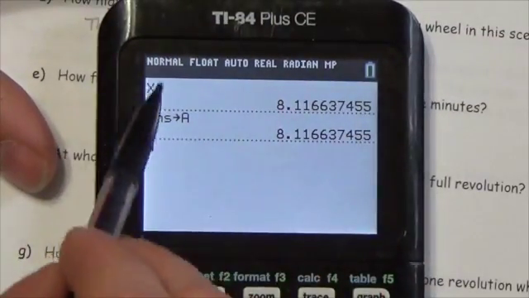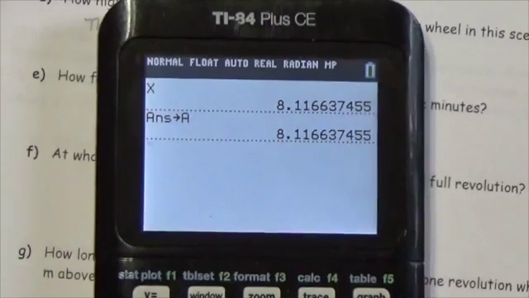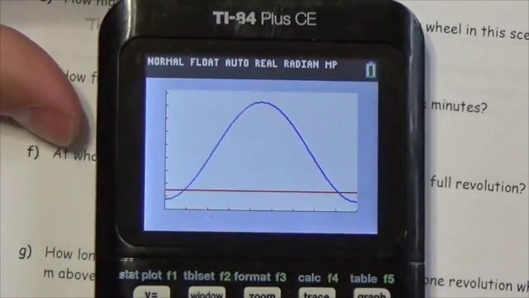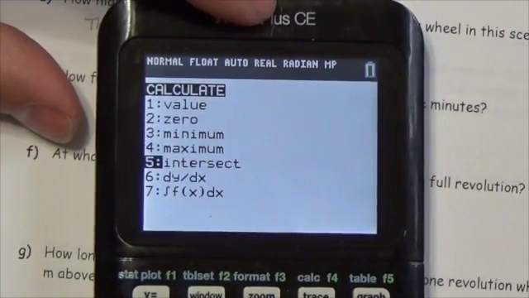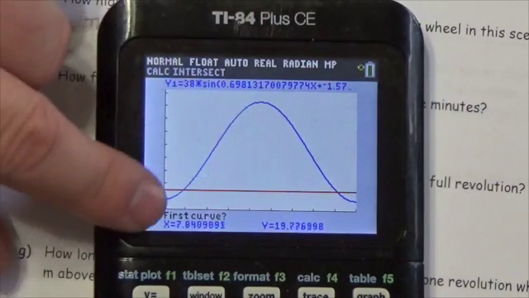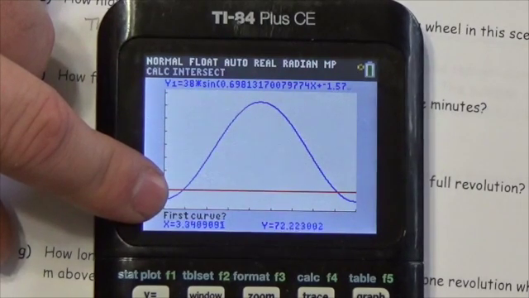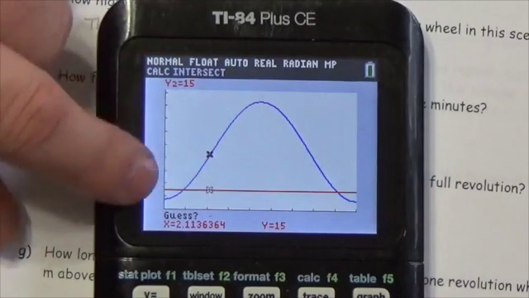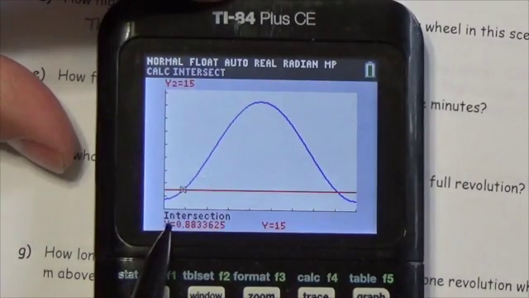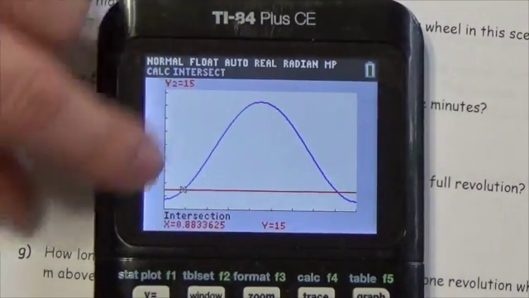The problem with keeping it in X is X always changes. In fact, when I go back into my graph and then look for that intersection point, I'm going to look for this intersection point over here. Okay, move that cursor close. Now enter, enter, and then enter past the guess here. This is now what X is. X is now this 0.88.